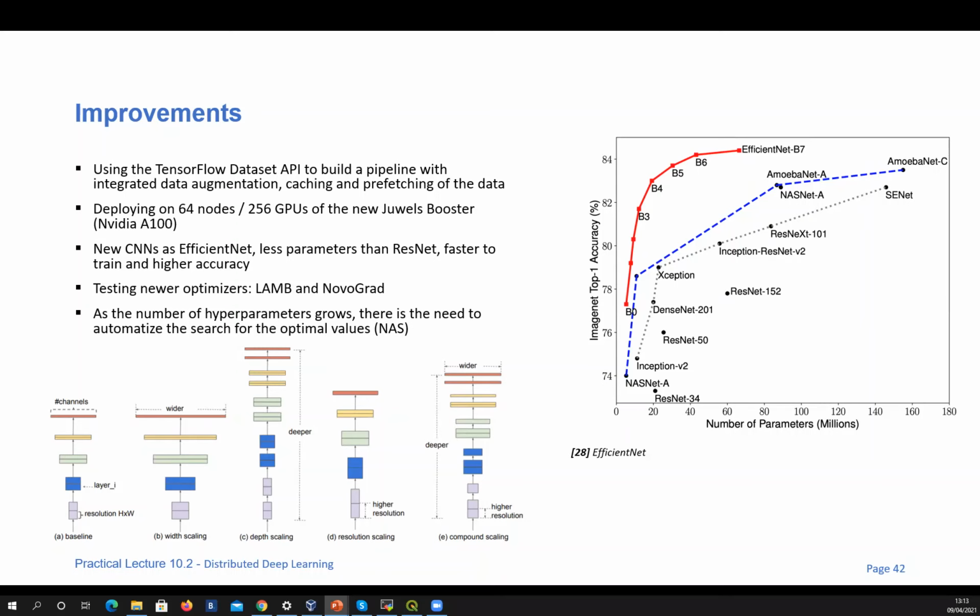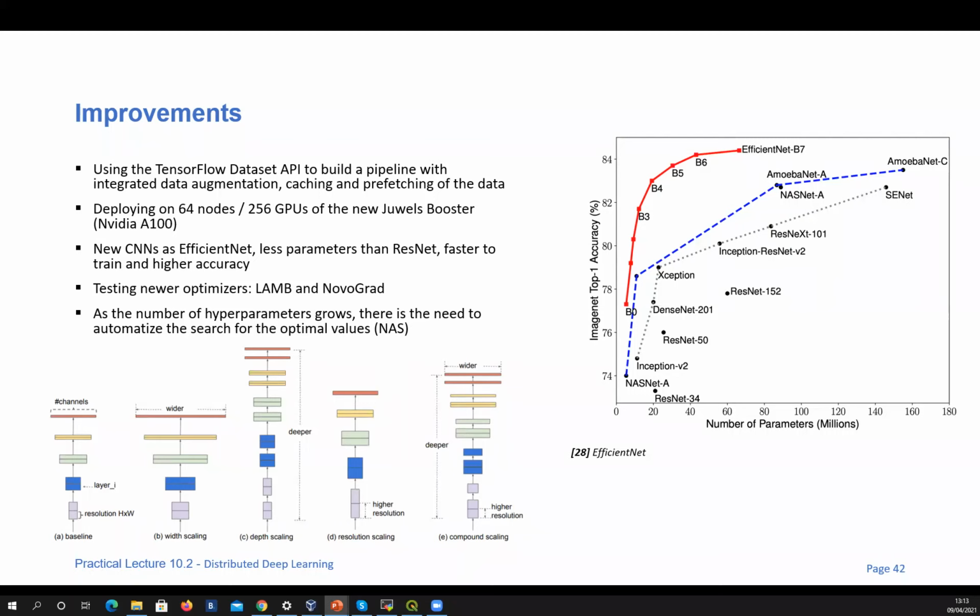I want to mention also that in the meanwhile, since there is a lot of research, new optimizers are becoming available. Two of them are, for example, LAMB, which is similar to LARS, but even more adaptive, and Novograd. And also newer convnets that are becoming popular.